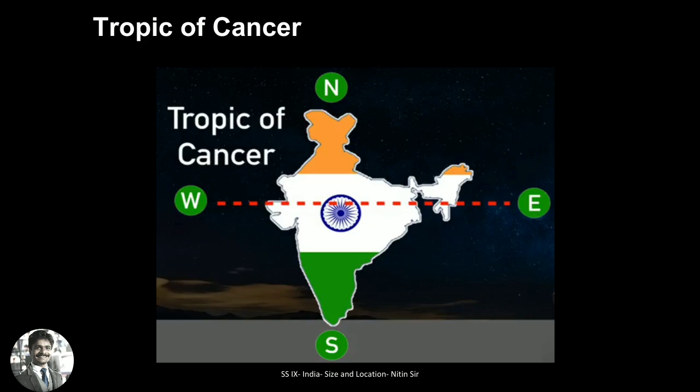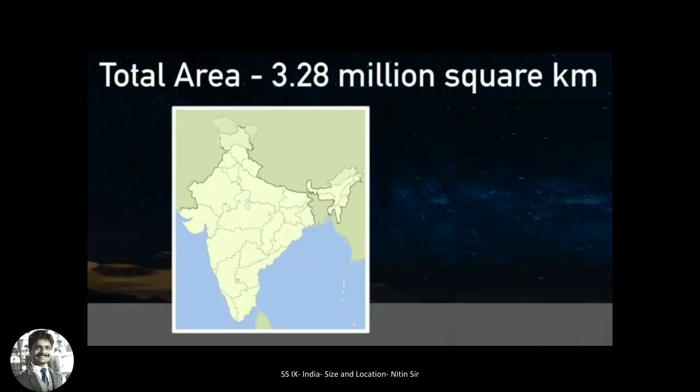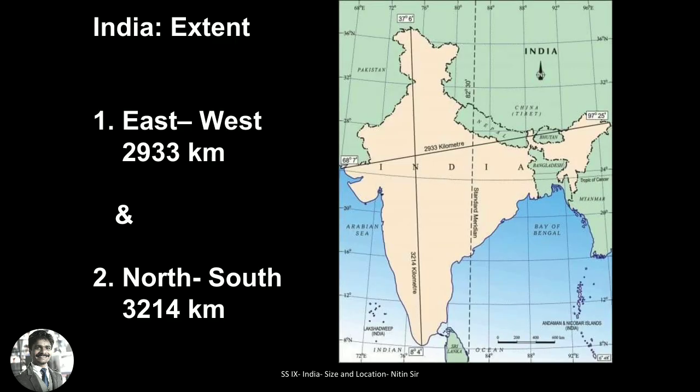Next, an important latitude that passes through India is the Tropic of Cancer. The Tropic of Cancer passes through India and divides India into two parts, north and south. The total area of India is 3.28 million square kilometers, and size wise India is the 7th largest country in the world.